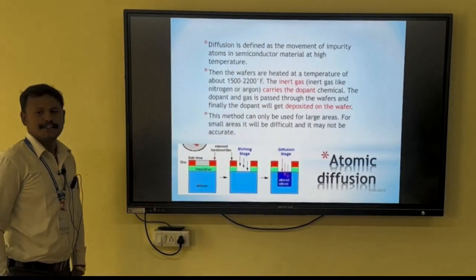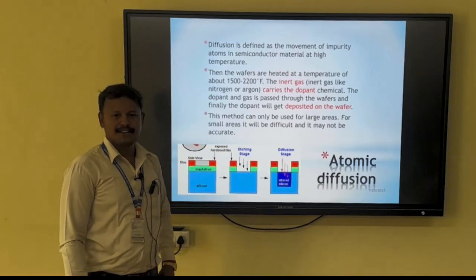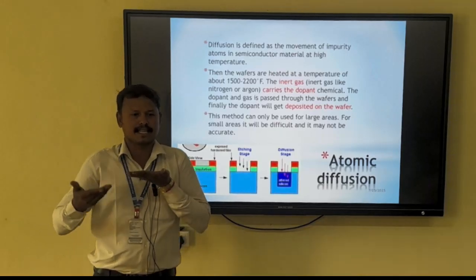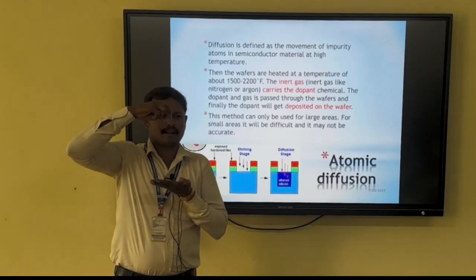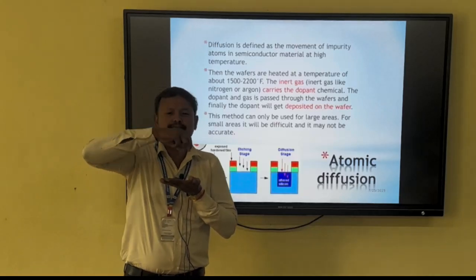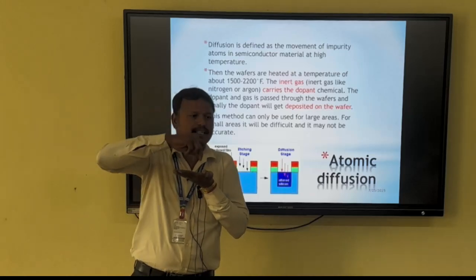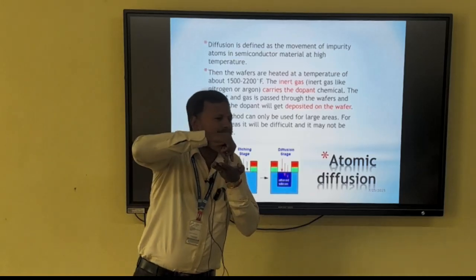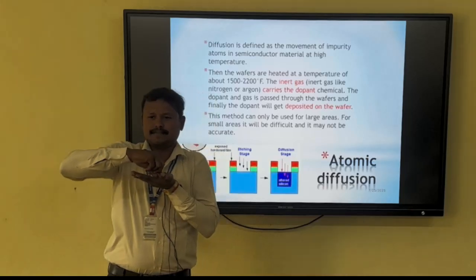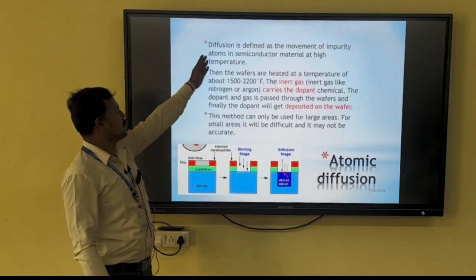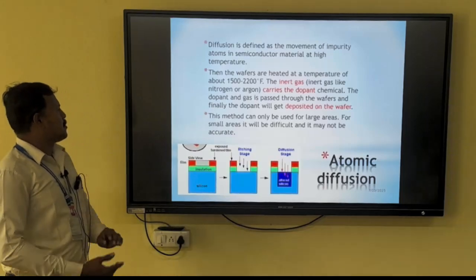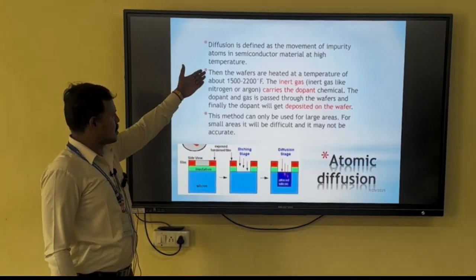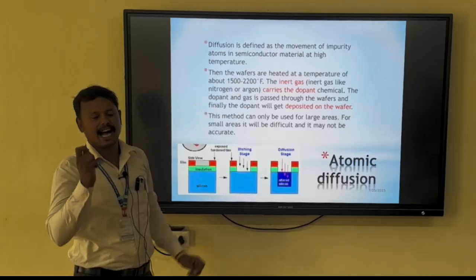Next, diffusion, atomic diffusion. Diffusion means a substrate is there. The heavily doped N well or P well is inserted into the IC. Diffusion is defined as the movement of impurity atoms in semiconductor material at a high temperature.